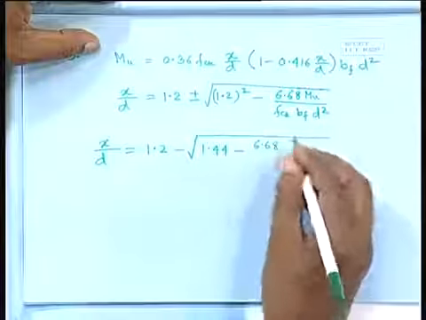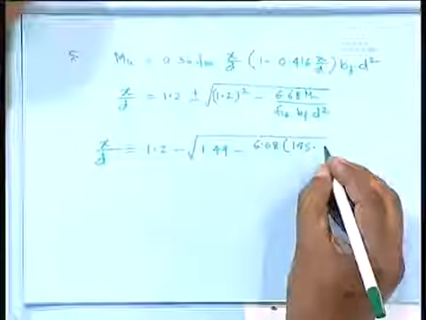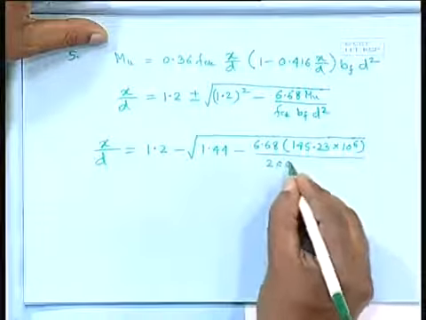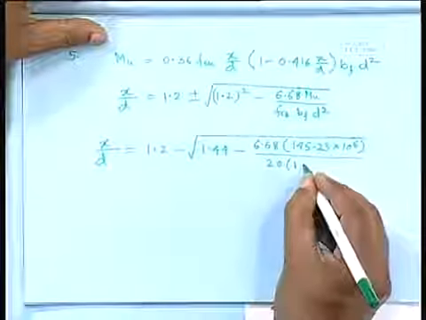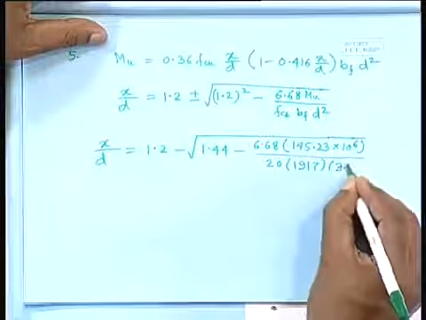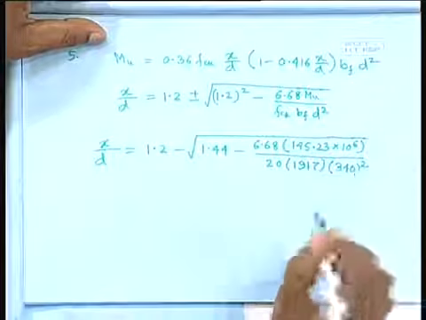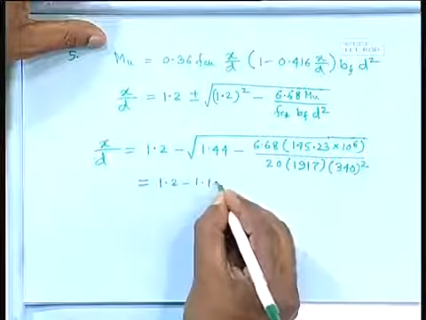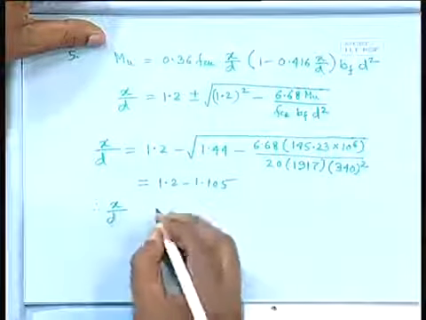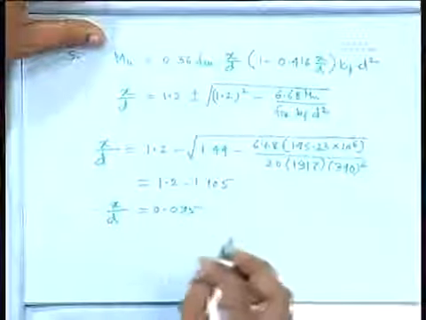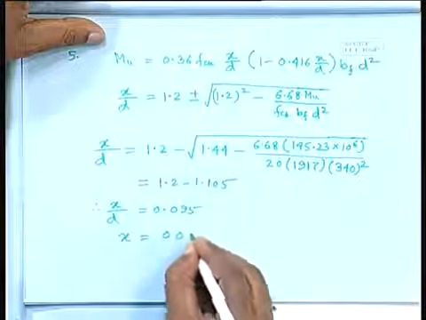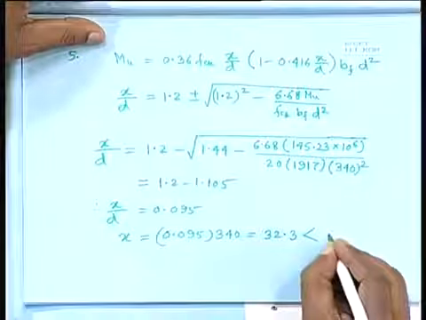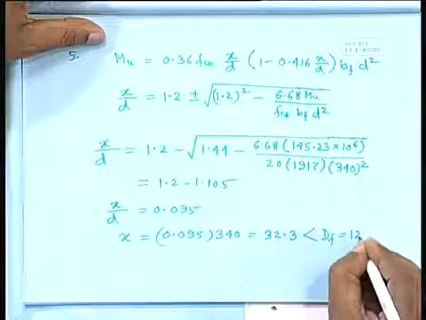minus 6.68. Let us write down the full thing, 145.23 into 10 to the power 6, we are making everything in Newton millimeter, divided by 20 times the width of the flange 1917 millimeter times the effective depth computed, which is 340, which comes as, therefore, x by d equal to 0.095 and x equal to 0.095 times 340 equals 32.3, less than Df, the depth of the flange or slab, which equals 125 millimeter.